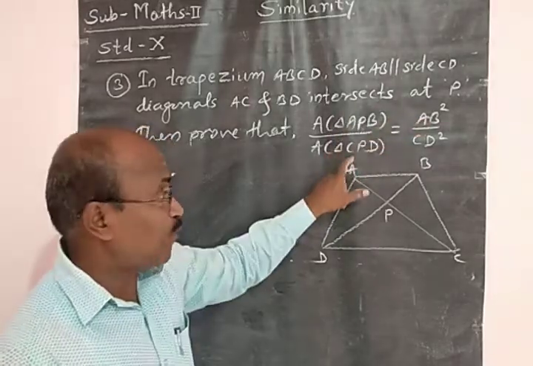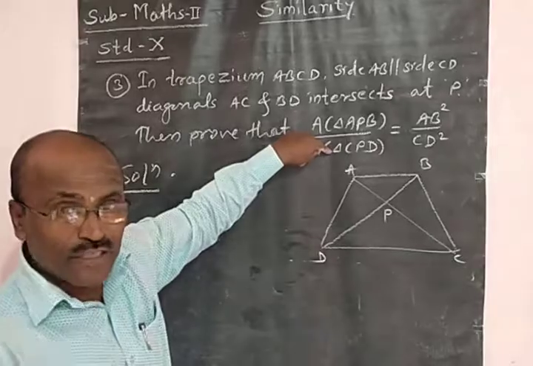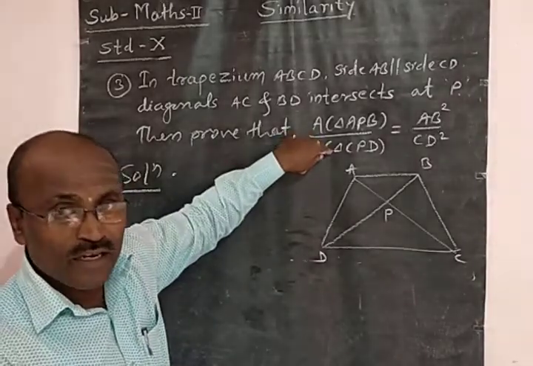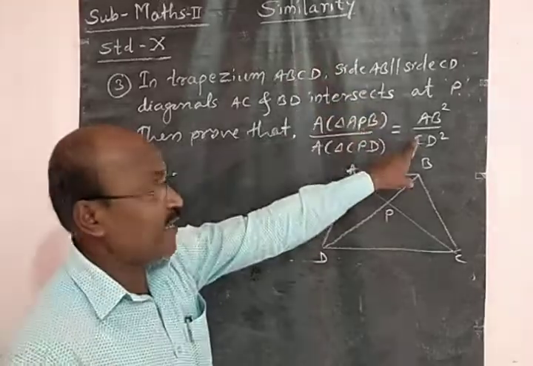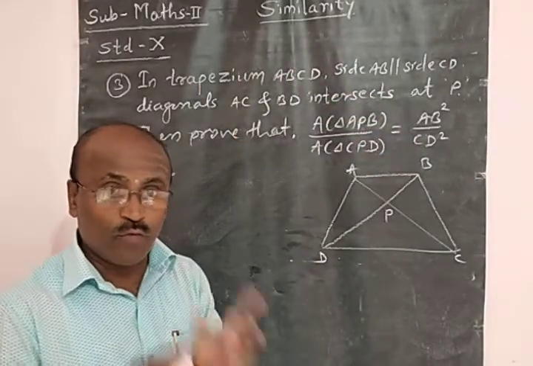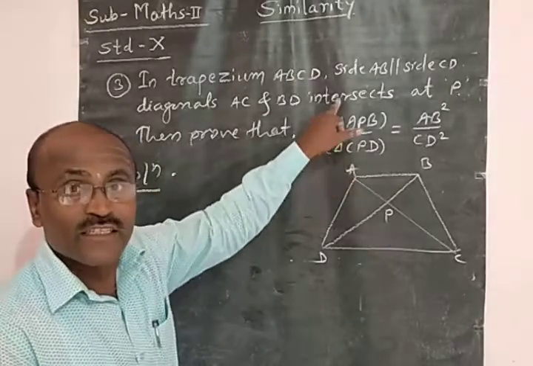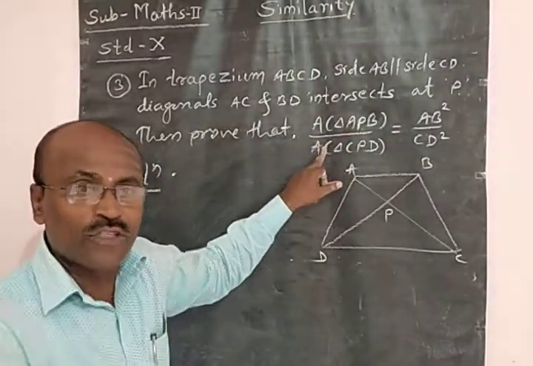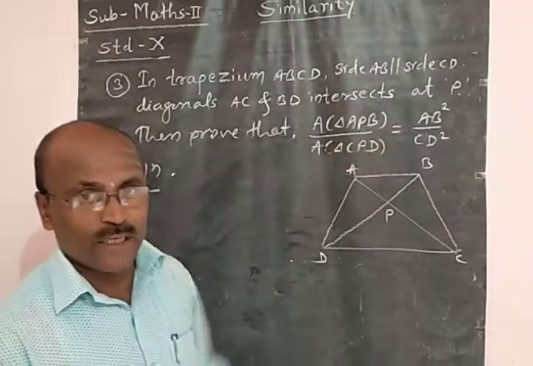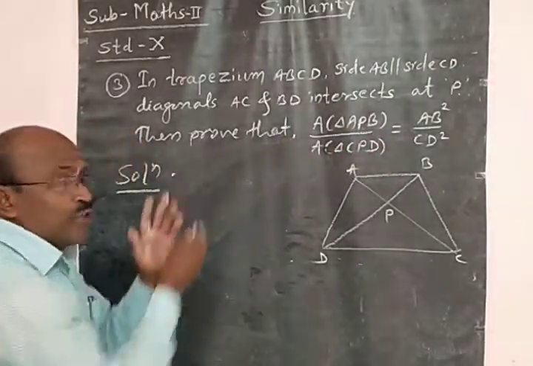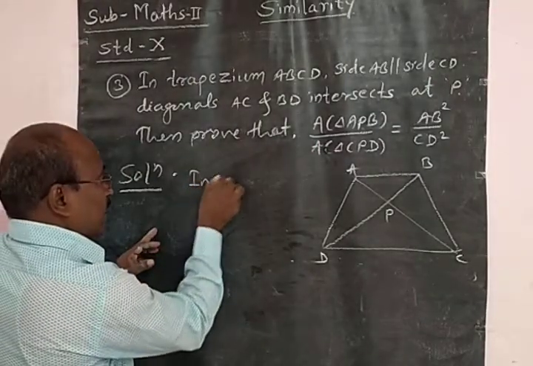Then you can write this if these two triangles are similar to each other, by using the theorem of similar triangles. If these two triangles are similar, then and only then we can write this statement. For that, what we have to prove here? First of all, we have to prove these two triangles are similar to each other. Then use the theorem of similarity of two triangles, and you can write this statement. So first of all, prove these two triangles are similar.